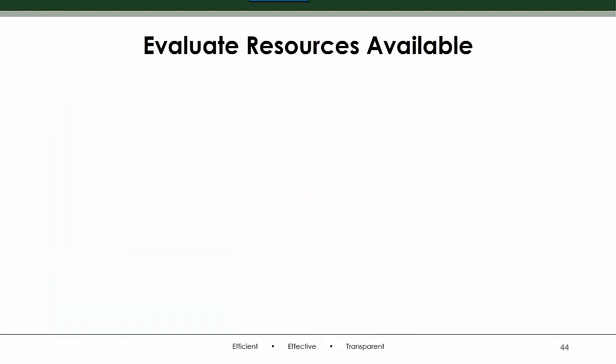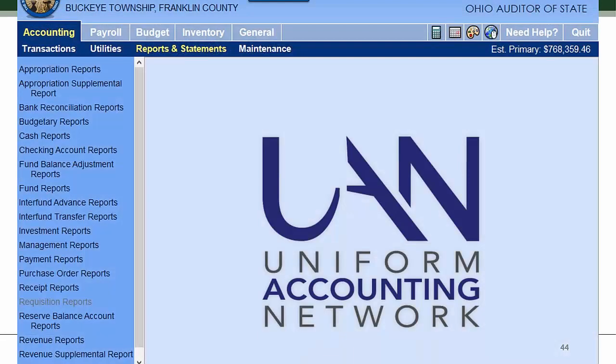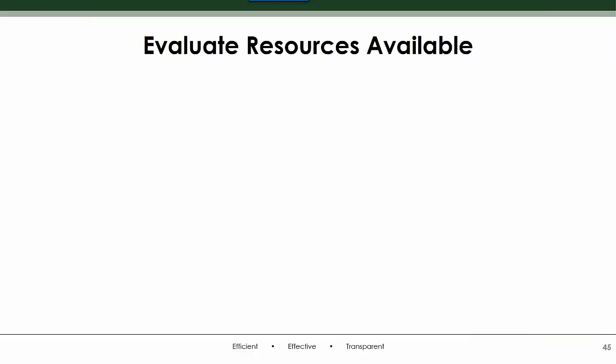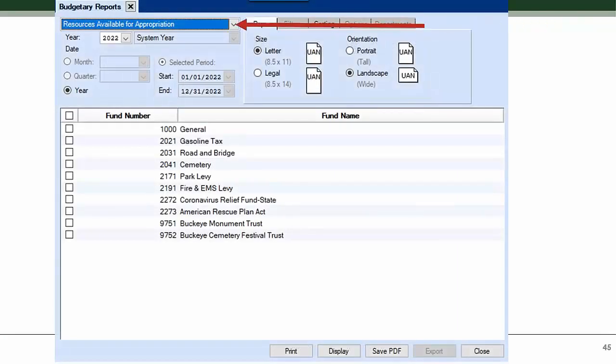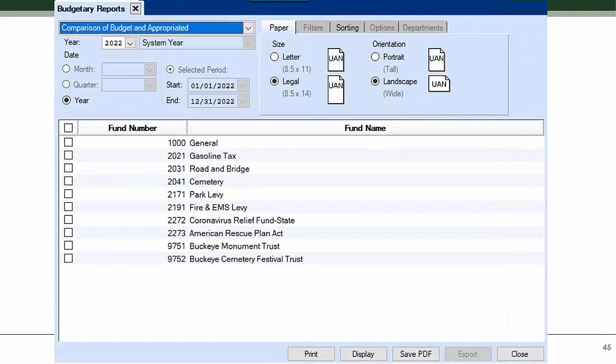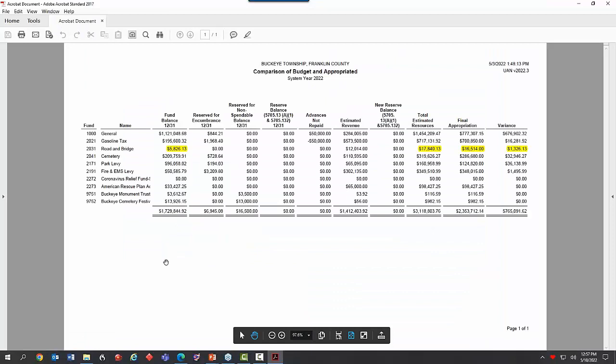So the first thing I have to do when I have a negative fund balance adjustment is evaluate my resources available. I'm going to take you back to this report, Budgetary Reports. And then you're going to go to the drop-down list and choose Comparison of Budget and Appropriated. It's a one-page report, so you're going to select all your funds, and we'll take a look at it. So we're going to evaluate it based on our audit adjustments that are needed.